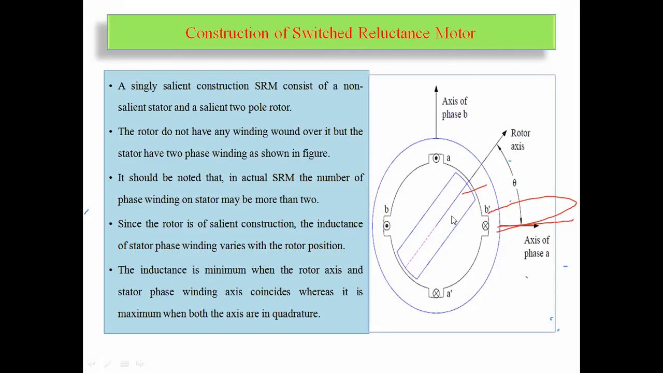Because of this particular salient pole structure, what will happen? The inductance of the stator phase winding varies with the rotor position. Now here the inductance is maximum. Now what will happen? The inductance is minimum here.